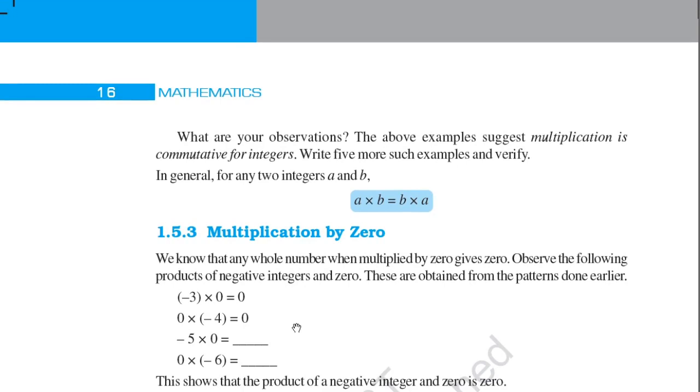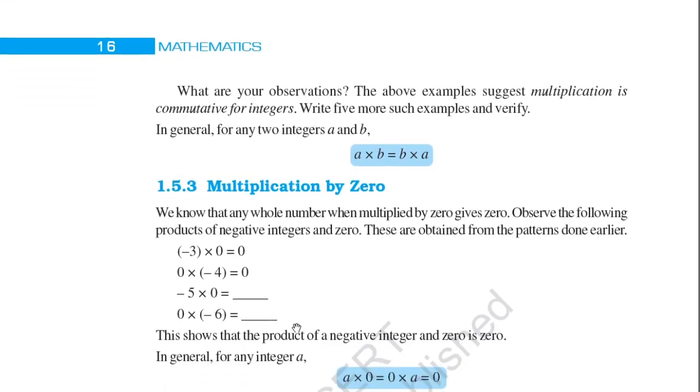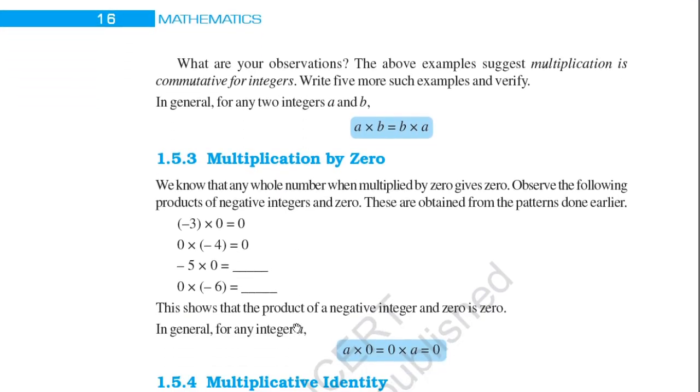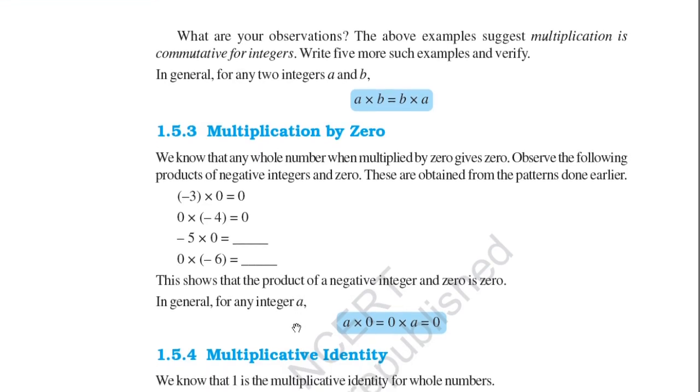Write 5 more such examples and verify. In general, for any two integers a and b, a into b is equal to b into a. Same thing. So 1.5.3, multiplication by 0. Whatever you multiply by 0, it will become 0. We know that any whole number when multiplied by 0 gives 0.